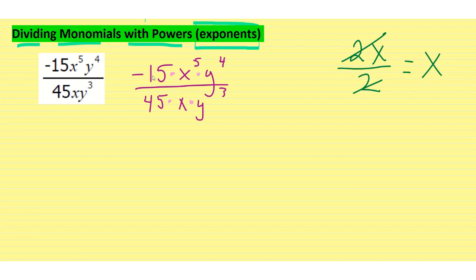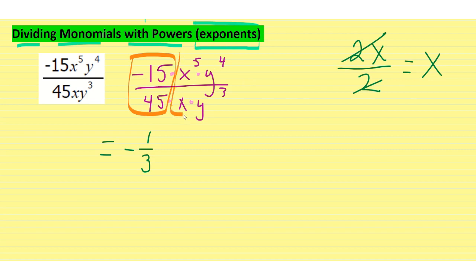The first thing I want to look at is just this first part, negative 15 over 45. That's just a regular fraction. I can just reduce that like a normal fraction. So negative 15 over 45 is equal to negative 1/3. You can check that, but that's not the focus of this video, so we're not going to do that on the side. Now we're going to look at this part right here.